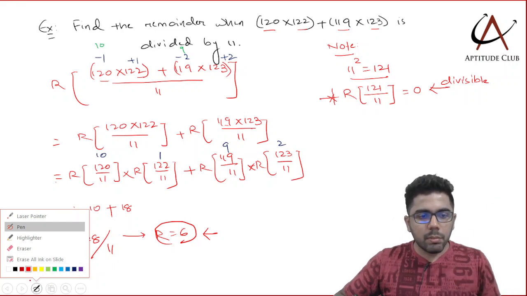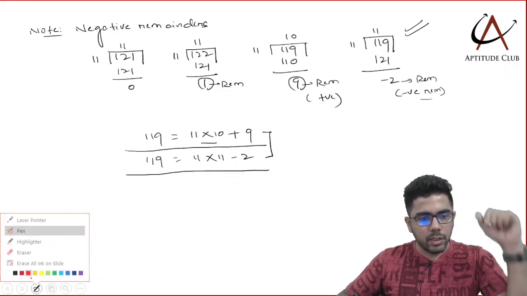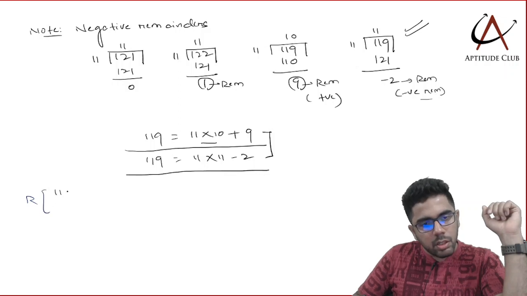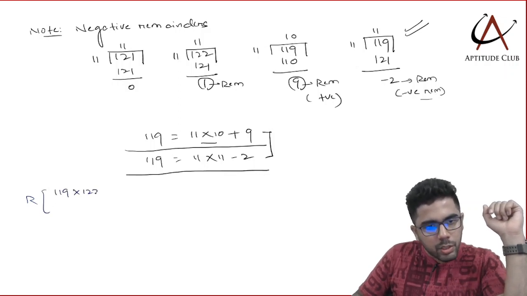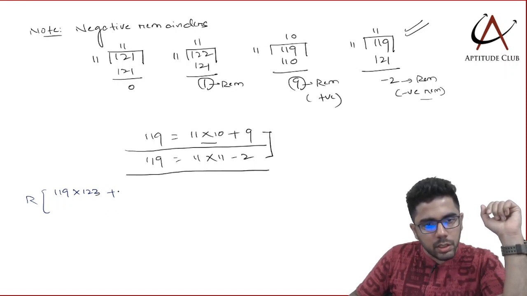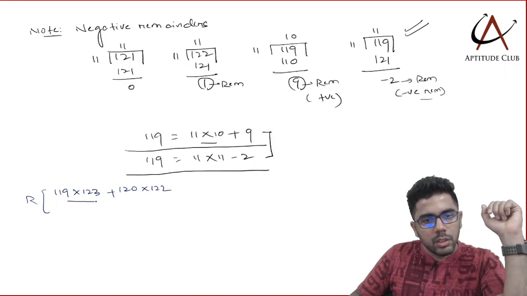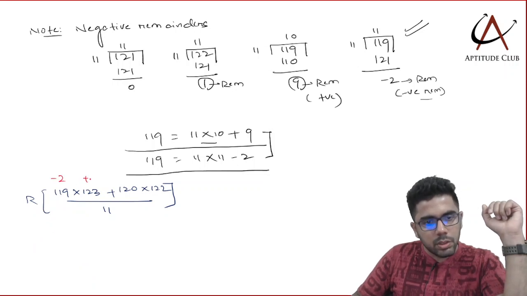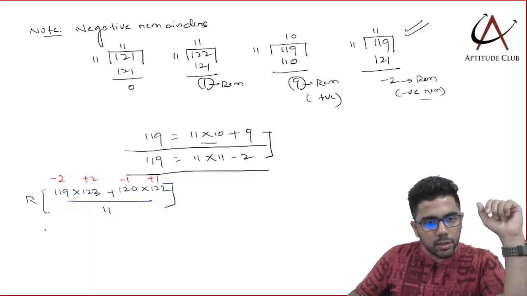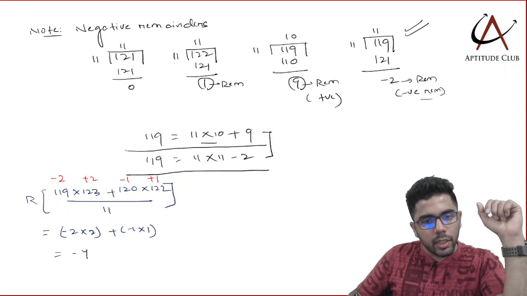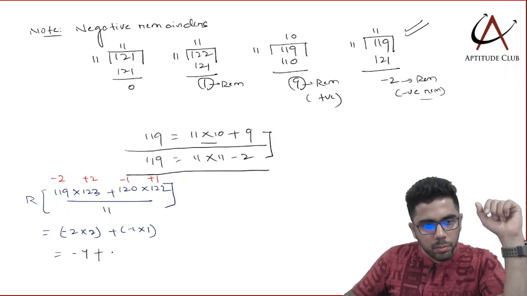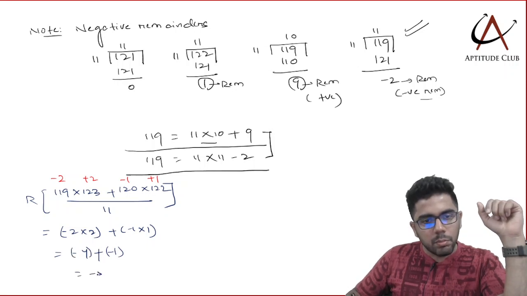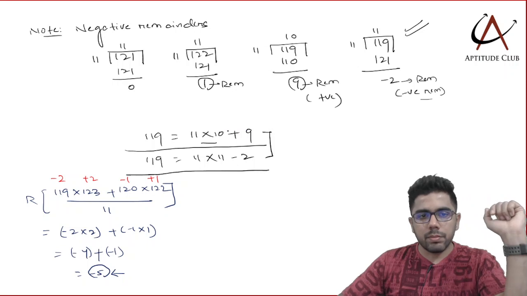But if I would have used the negative remainders logic, I can write it in this way. Let me put it here. Remainder of 119 into 122, 123, and 120 into 122, this divided by 11. So you see the remainder here is minus 2, here it is plus 2, and here the remainder is minus 1 and it is plus 1. So you just multiply these: minus 2 into plus 2, plus minus 1 into 1. So I get minus 4 plus minus 1. So basically I get minus 5. Minus 5 is the negative remainder.